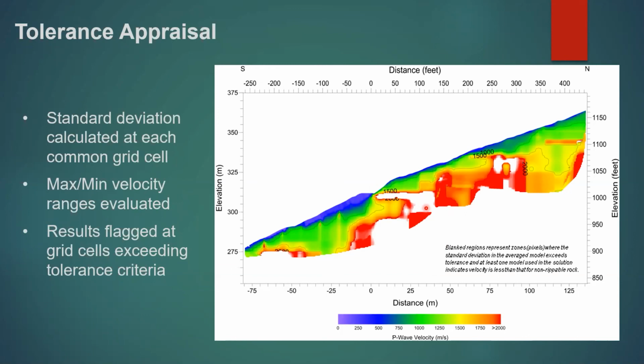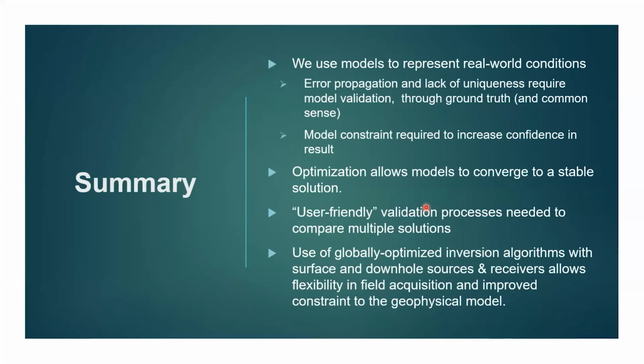So in summary, just point out that we use models to represent real world conditions, and optimization allows models to converge to a stable solution, and user-friendly validation processes, as we identified earlier, are still needed to compare multiple solutions. But the use of these globally optimized inversion algorithms with surface and downhole sources and receivers give us greater flexibility in field acquisition and improve constraints to the geophysical model.